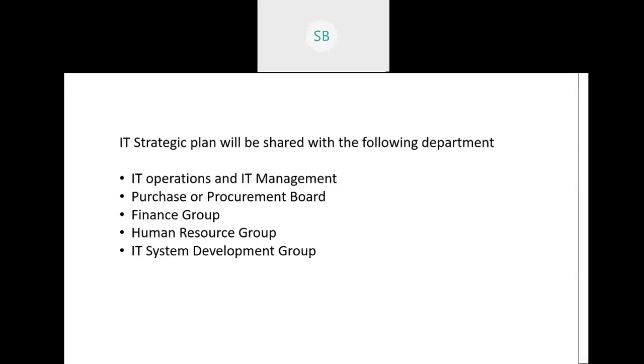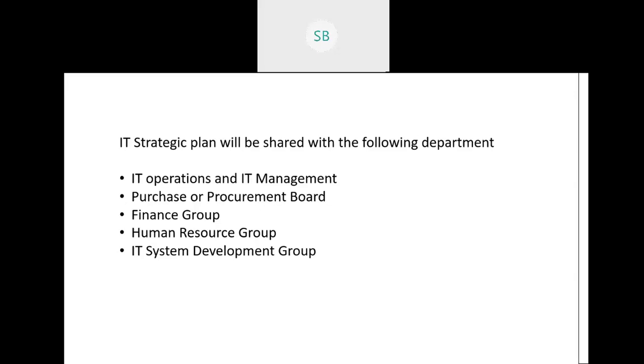Next is the finance group. If I have to purchase something, I need some amount for it, so that will be finalized by whom? Such and such amount is given to you, now you can purchase it. So anything related to finance is approved by the finance group, whether it will suit their budget or not.